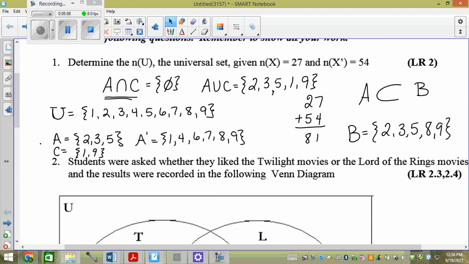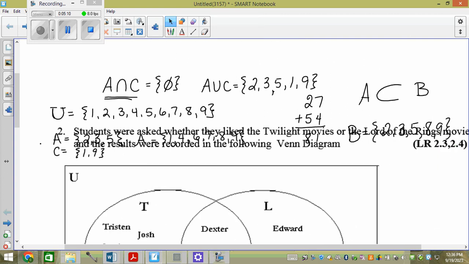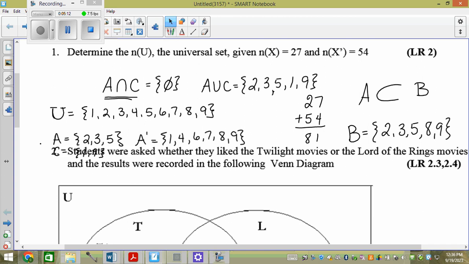Okay, what is this if A and C result in the empty set? What can you say about set A and set C? The two sets are what?